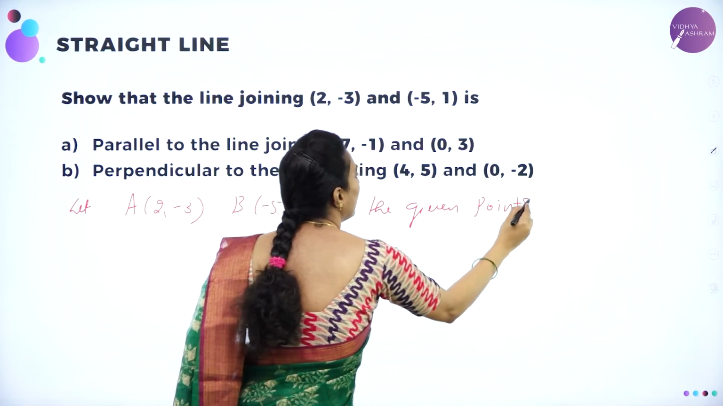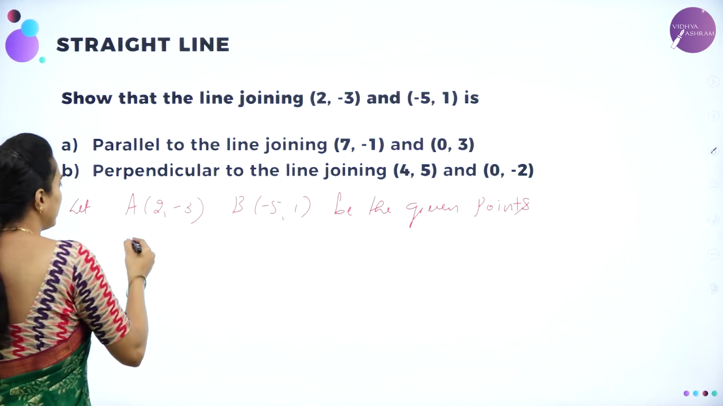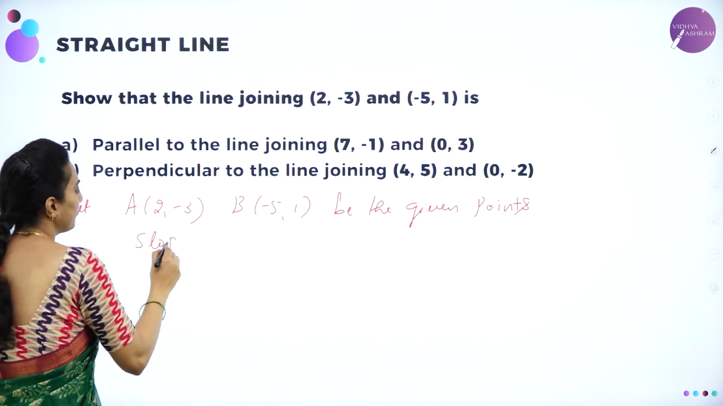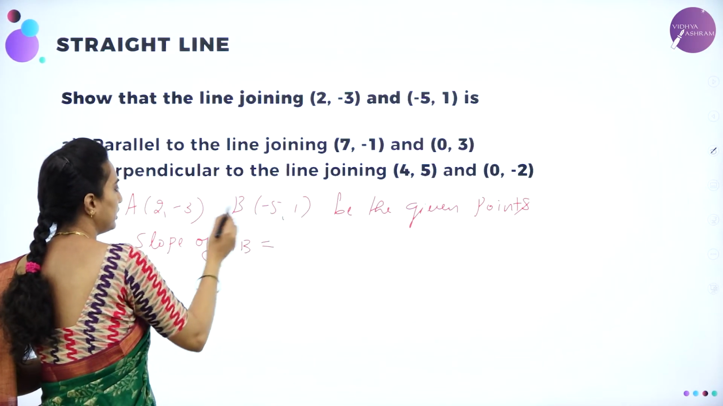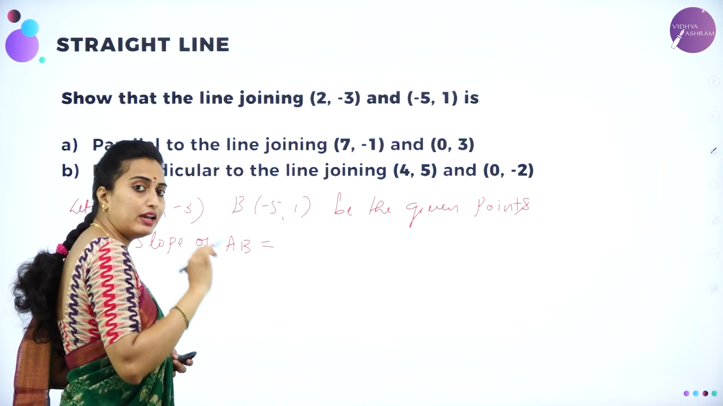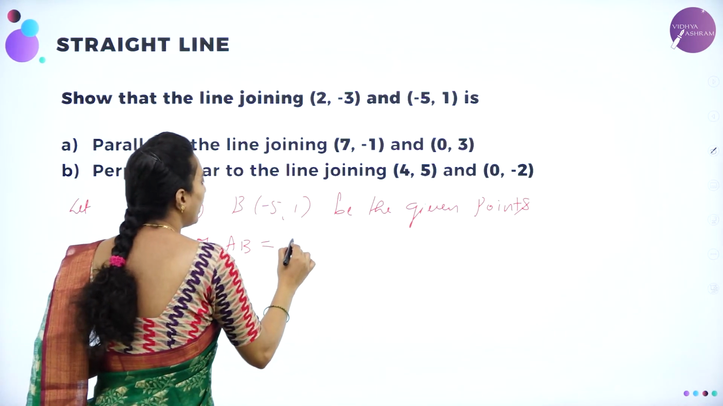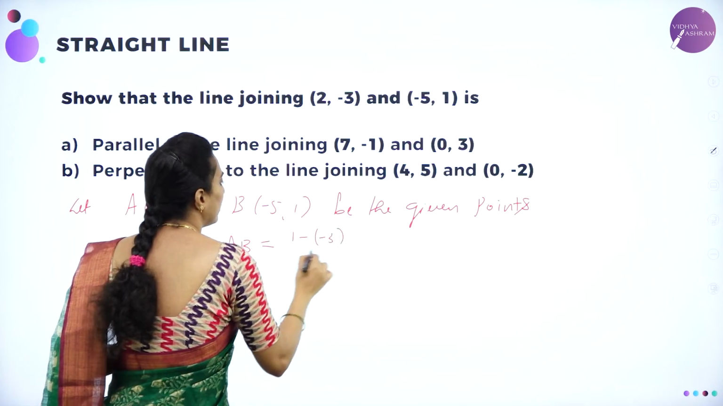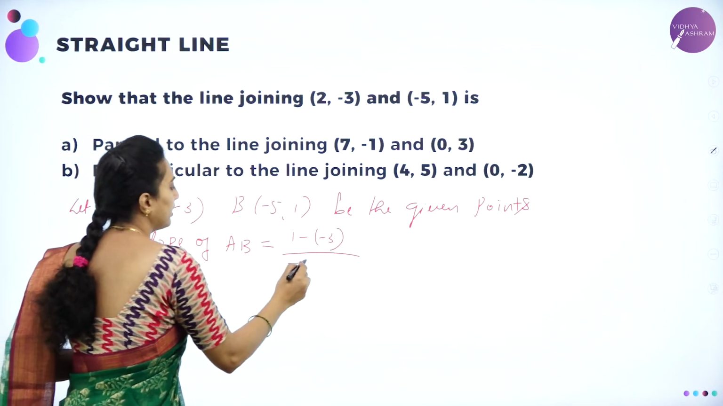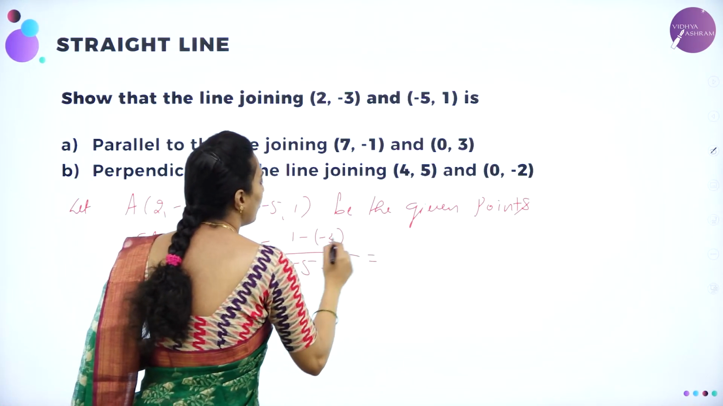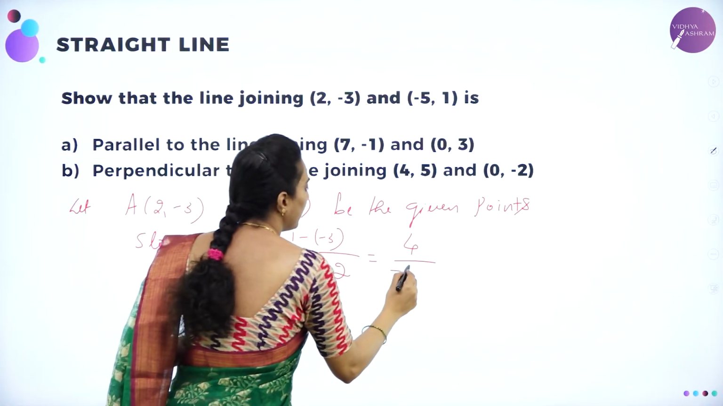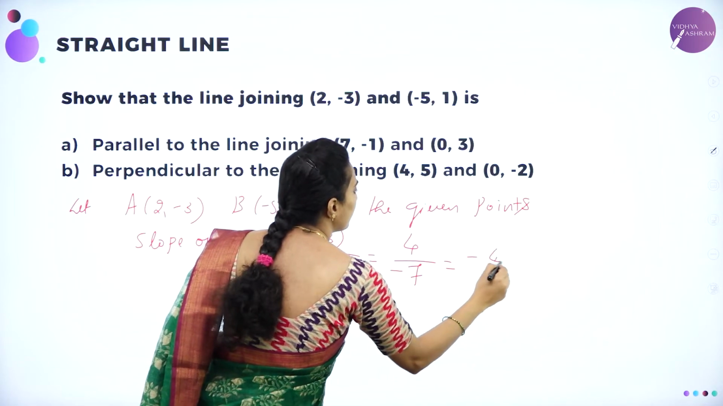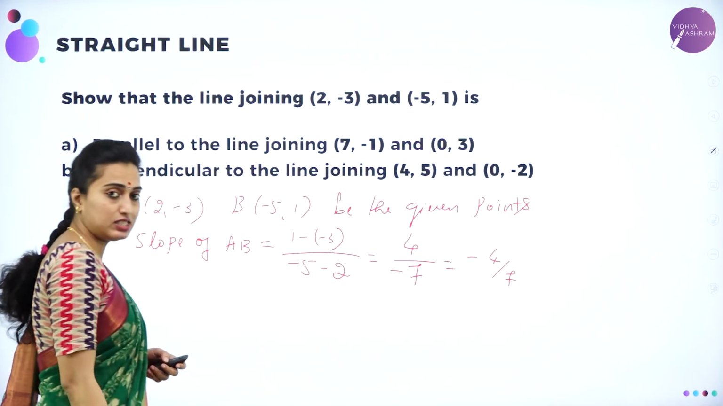And then now I am going to find out the slope of this. What is slope of AB? Slope of AB is equal to y2 minus y1, that is 1 minus of minus 3. 1 minus of minus 3 is plus 3. 1 plus 3 divided by minus 5 minus 2, which is 1 plus 3 is 4 divided by minus 5 minus 2 is minus 7, which is minus 4 by 7. Let me keep it as it is.